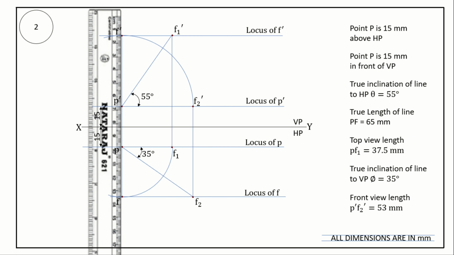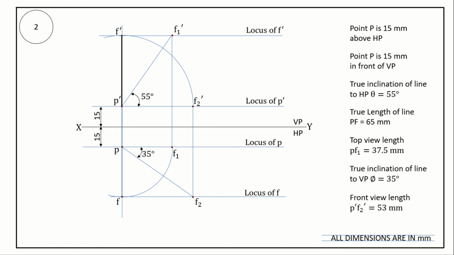Now check whether P dash and P lie in the same projector. Also check whether F dash and F lie in the same projector. Yes. And also here, the projections, the front view P dash F dash and the top view PF, are both lying in the same projectors. Both are perpendicular to the reference line XY. Now darken the answer. Darken P dash F dash, the front view of the line PF. Darken PF, the top view of the line PF.